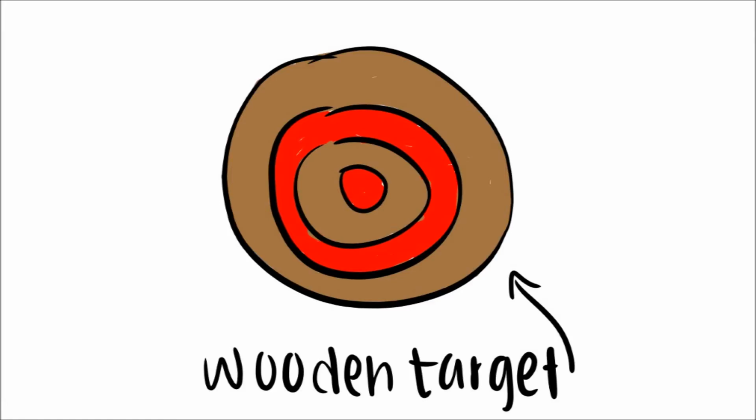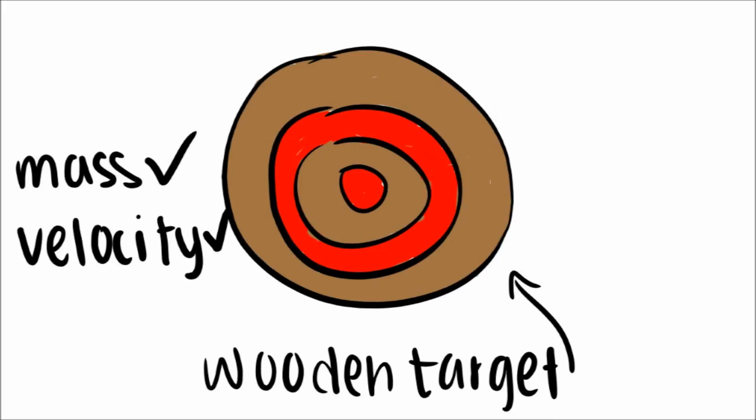The first demonstration we have today is an inelastic collision. We will be shooting a wooden target that is stationary with a paintball gun. We know the mass of the target as well as the paintball, and we know the velocity of the paintball as well as the velocity of the target because it is stationary, which makes it 0.